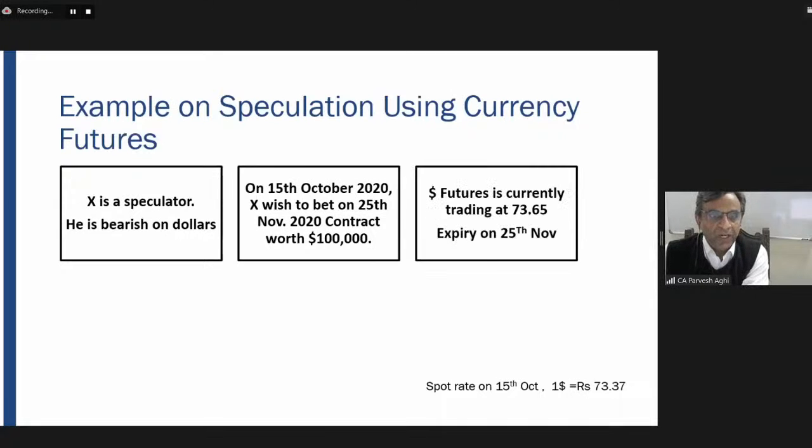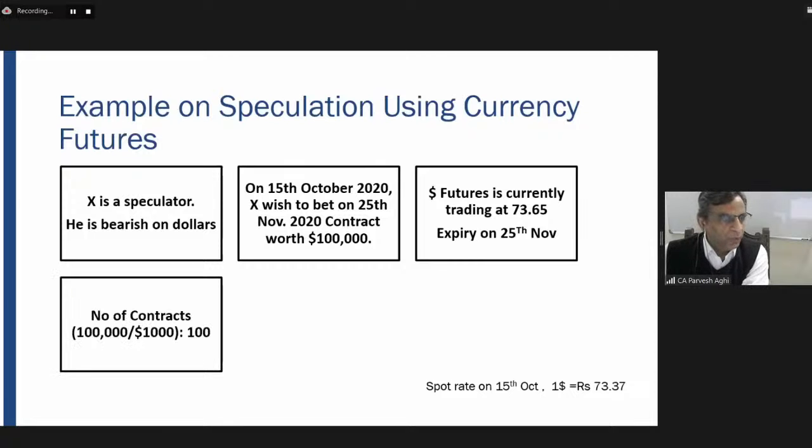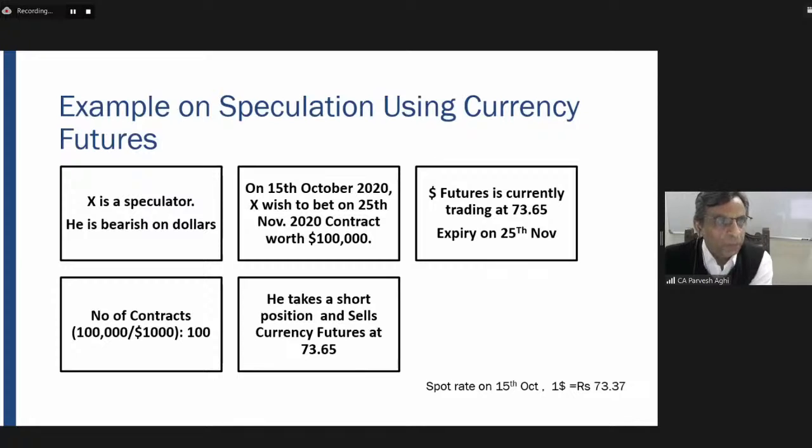So future is currently trading at 73.65, expiring on 25th November. Number of contracts same. So he takes a short position. He is bearish. He wants to take a short position and sells currency futures at 73.65. So here, he's taking a short position in dollars. Because he wants to sell the currency futures, he sells the currency futures. So he's bearish, he's taking short. Okay, he sells at 73.65.